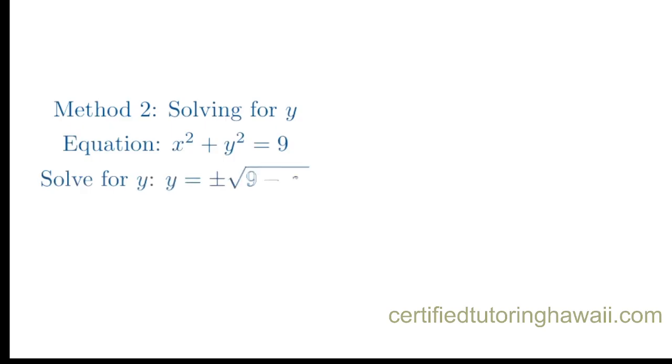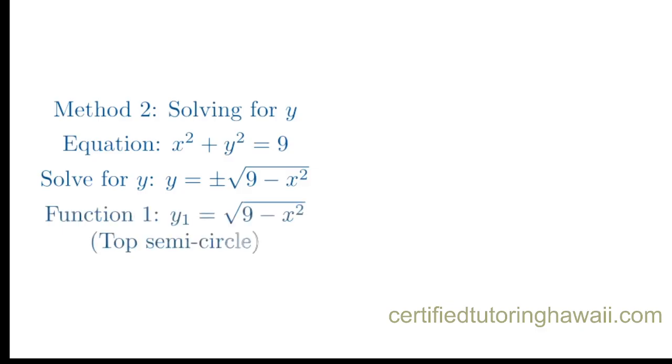Now let's look at the second method for graphing, which we mentioned earlier, solving the implicit equation for y. We've already done this for x squared plus y squared equals 9. We found that y equals plus or minus the square root of 9 minus x squared. This single implicit equation gives rise to two explicit functions. The first function, y sub 1 equals the square root of 9 minus x squared, is the top half of the circle. This part of the graph is a function because for every x there's only one y.